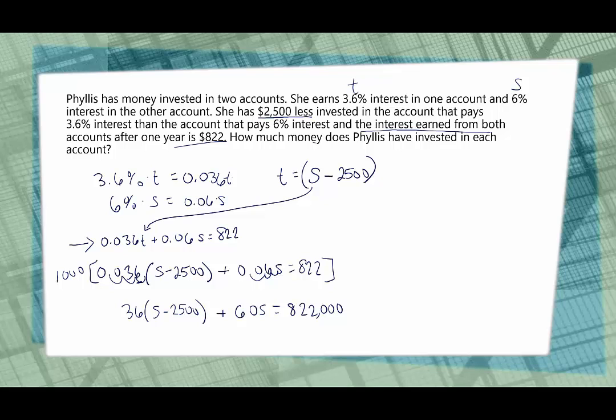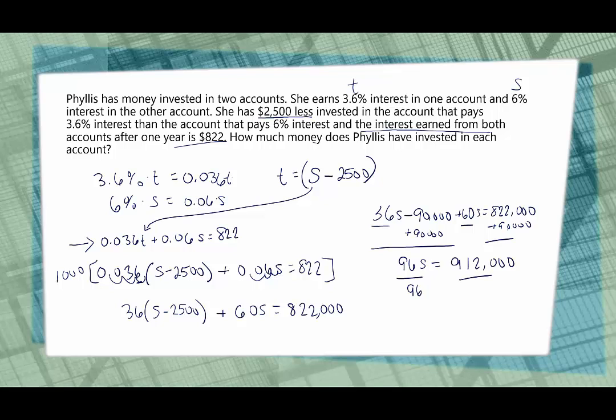So now we're going to distribute the 36. We're going to clean up the left-hand side by distributing the 36. Distributing 36, we get 36S minus 90,000 plus 60S is equal to 822,000. And we combine like terms, and I'm going to add 90,000 to both sides. So I'm going to do 2 things here. When I add these together, 36S plus 60S, that's going to be 96 times S, is equal to 822,000 plus 90,000 will be 912,000. Now we're going to divide both sides by 96.